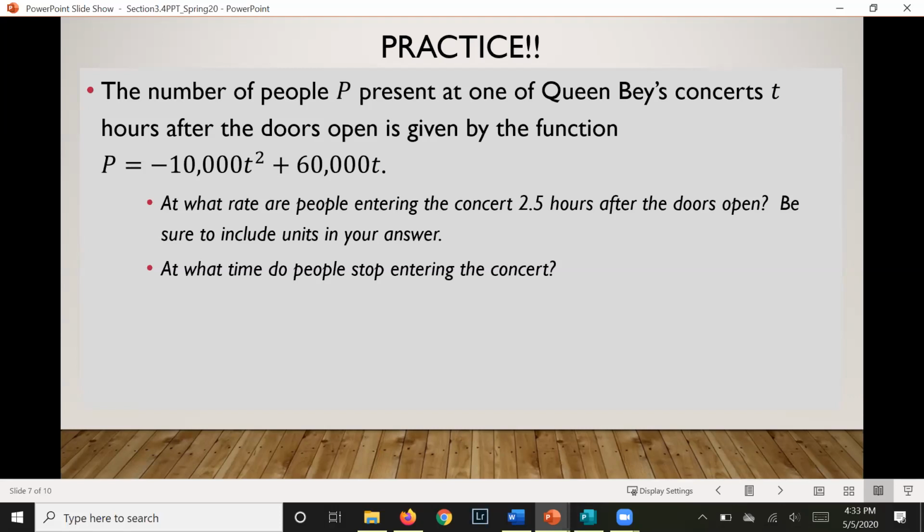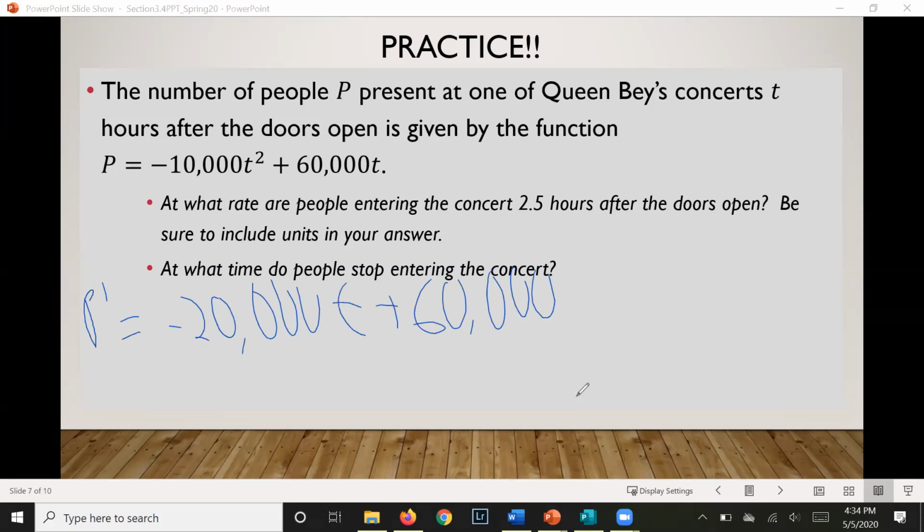Okay. Well, as we were talking about in the last problem, we need to find a rate of change here. And in order to do that, we need to find the derivative, right? So the first thing we need to do here is take P prime, and using our power rule, that's going to be negative 20,000 T plus 60,000.